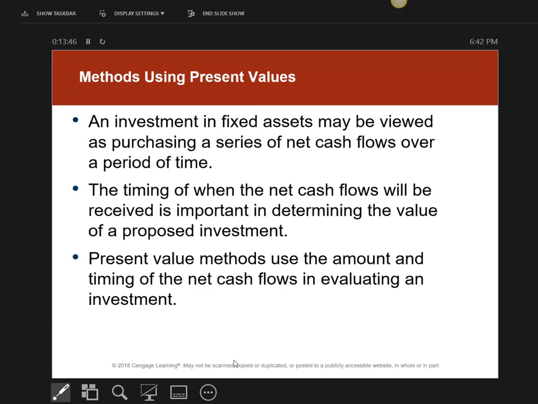Let me get my little buzzer here. We're going to be looking at the time of the net cash flows. It's very important to know how much I'm going to receive and when I'm going to receive it. And also we need to look at what we call present value methods.